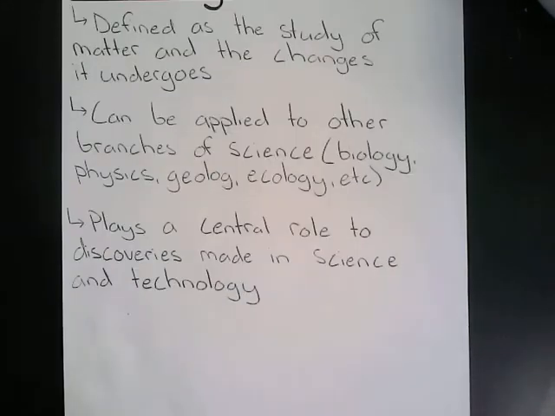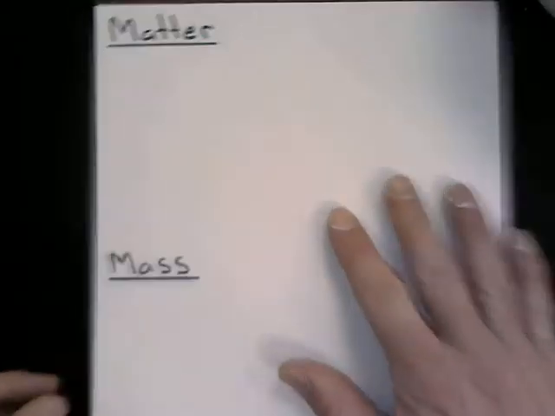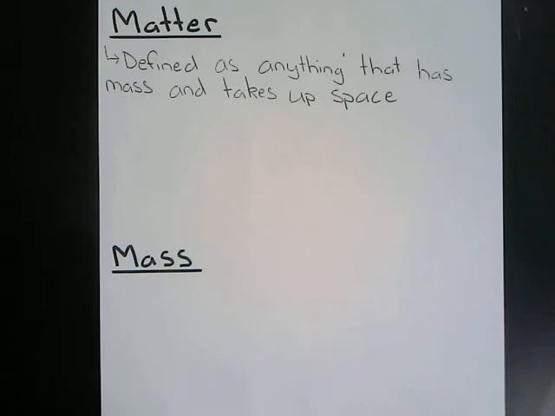Okay, so now that we have this idea of what chemistry is, we can get into some additional concepts, and that is defining matter and mass. So we start out here with matter, and matter is defined as anything that has mass and takes up space. Now, examples of matter include things like a textbook, air, or food.